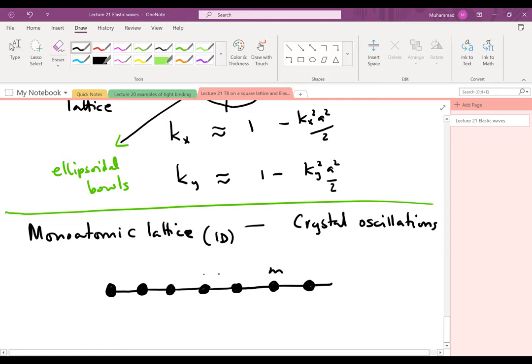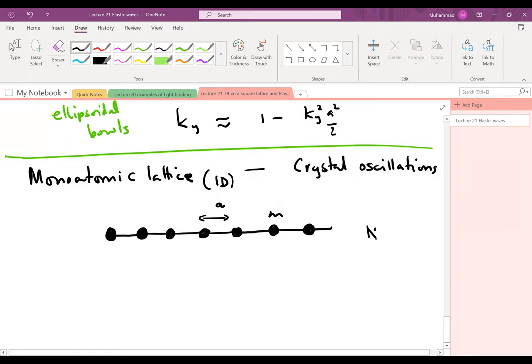Each atom has a mass m, and the lattice spacing is a. So we have n atoms, and the total length is L, and L over small a, as always, is going to be n. So this is the nth atom, this is the n plus one atom, and this is the n minus one atom. I'm deliberately keeping this discussion together with the tight binding model because of the stark similarities that you'll find between phonons, or quantized crystal oscillations, and the tight binding model. So that's why I use this peculiar arrangement of the course contents.